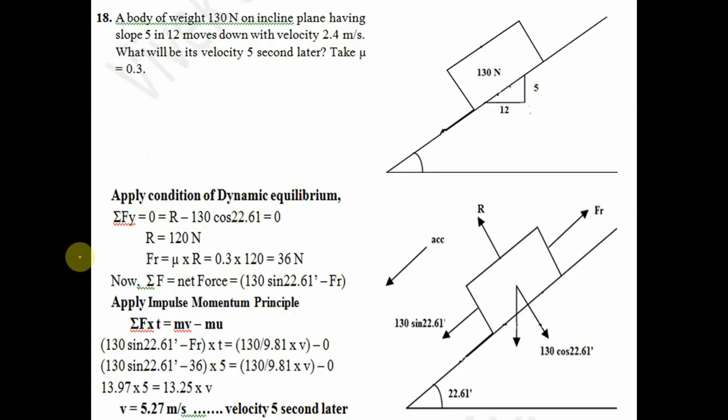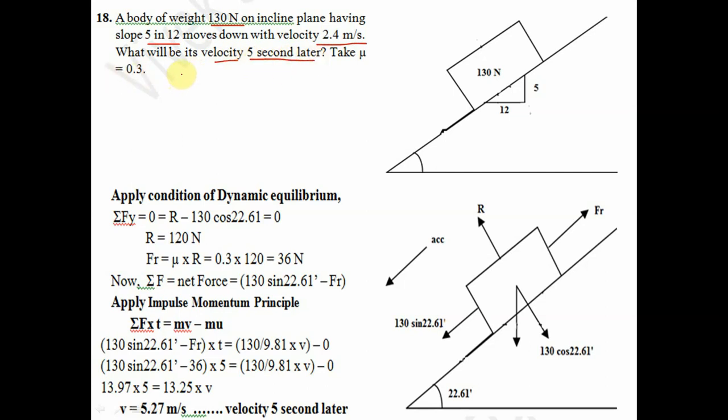Now the next problem is: a body of weight 130 Newton on an inclined plane having slope 5 in 12 moves down with velocity 2.4 meter per second. What will be its velocity 5 seconds later? Take mu is equal to 0.3.